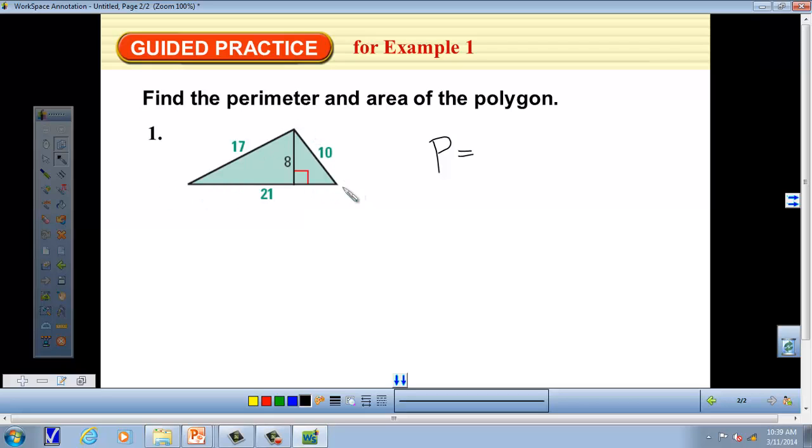So if we add all three of those, that gives us 10 plus 17 plus 21. That's 10, 20, 40, 48. So this would be 48 units, and again, this is a length, has one dimension, so that makes it just plain old units, but for area, as I said before, it's square units. The formula for area of a triangle is 1/2 base times height.